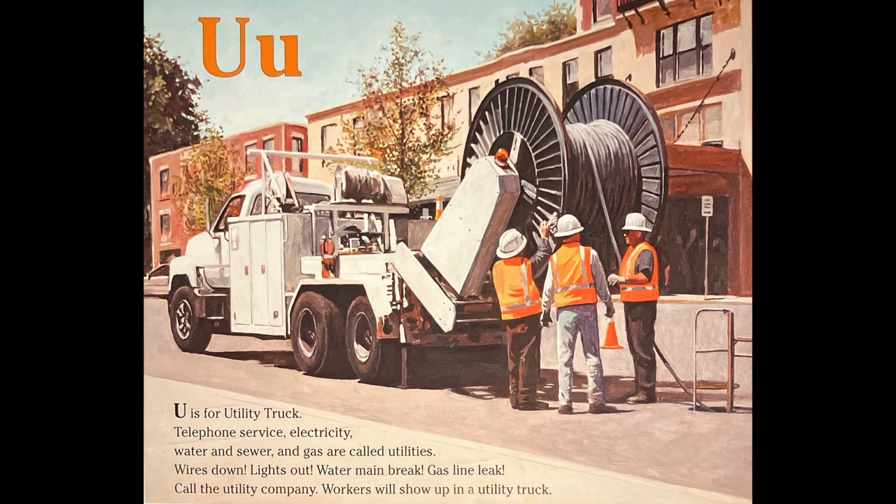U. U is for utility truck. Telephone service, electricity, water and sewer, and gas are called utilities. Wires down, lights out, water main break, gas line leak. Call the utility company. Workers will show up in a utility truck.